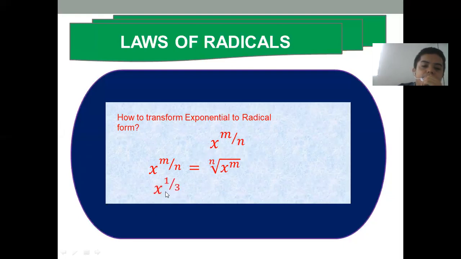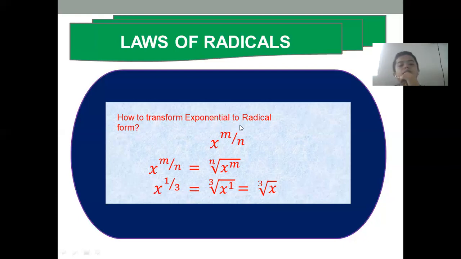So for example, x raised to 1/3. 1 is your exponent of the base x, while 3 is the root of x. Therefore, the cube root of x raised to 1. You can simplify x raised to 1 as simply the cube root of x. That is how to transform the exponential into radical form.